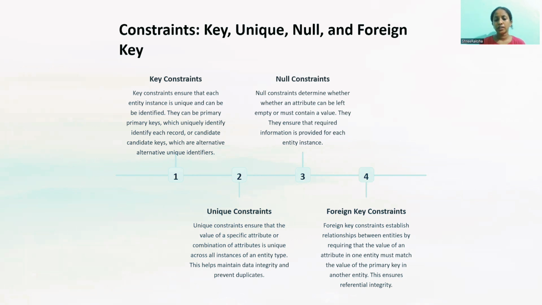Next one is unique constraints. Unique constraints ensure that the value of a specific attribute or a combination of attributes is unique across all instances of an entity type. It helps maintain data integrity and prevent duplicates.